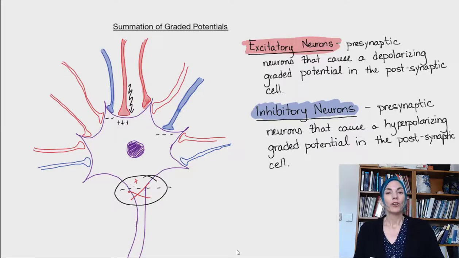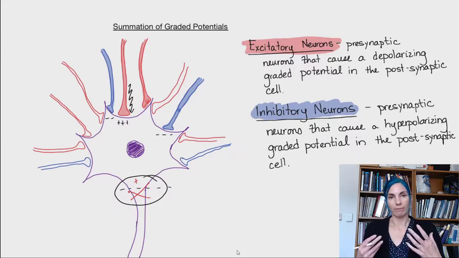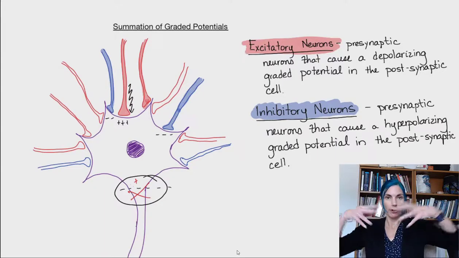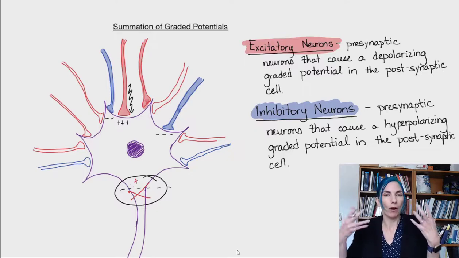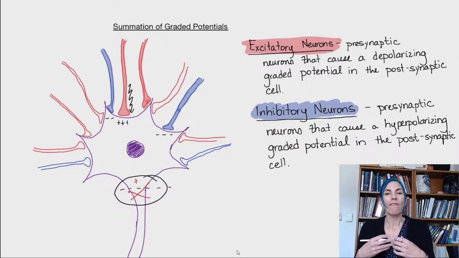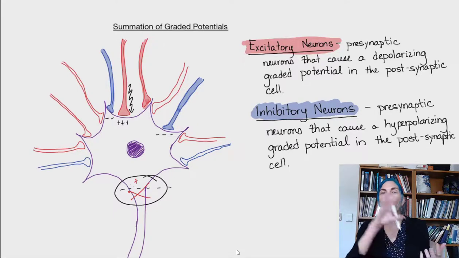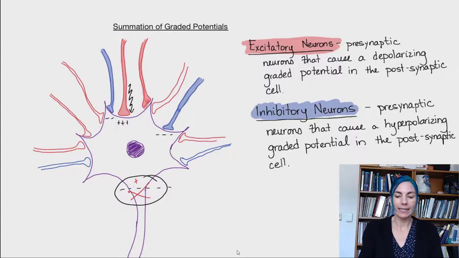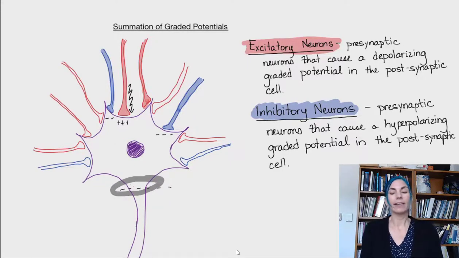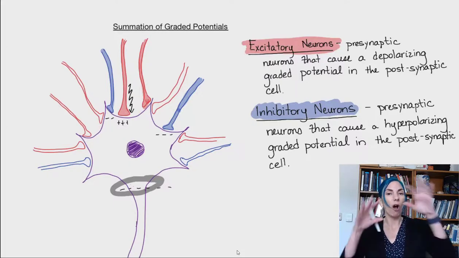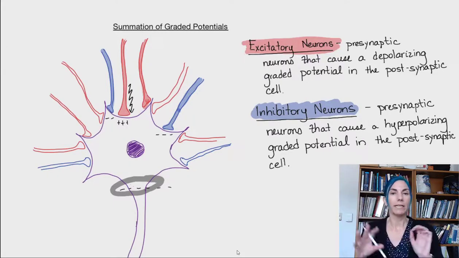Okay, so spatial summation refers to the idea that you have different neurons that are coming in at different spaces, and that if they are firing at the same time, the overall membrane potential that is seen in the axon hillock is actually an addition of all of the localized graded potentials that are coming in from different spots.